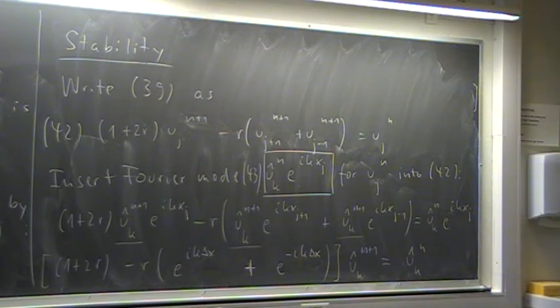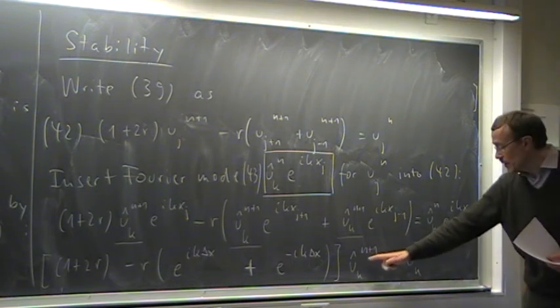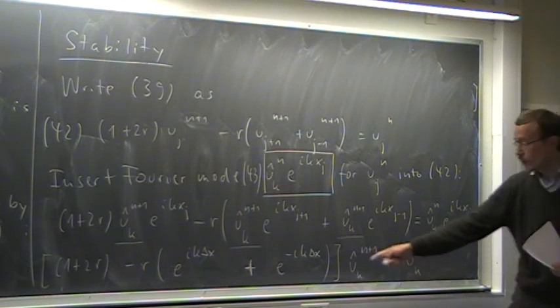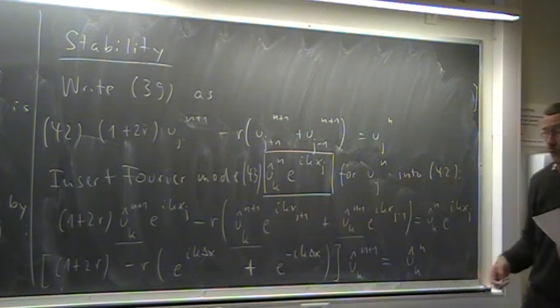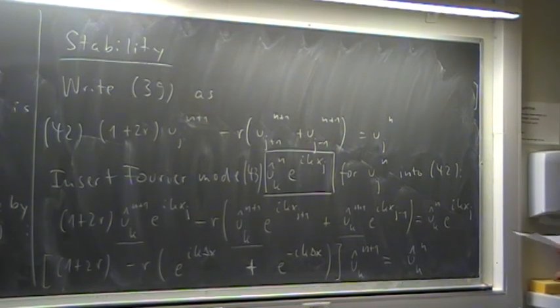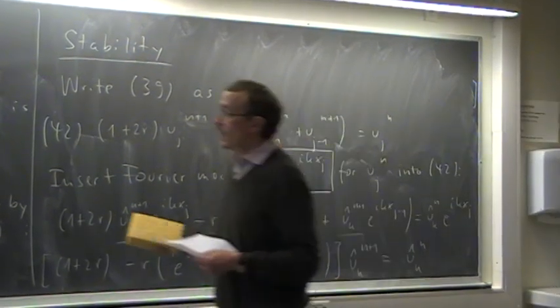And from that, we see immediately what the amplification factor is. The amplification factor is this divided by this. So we have to divide by this square bracket to see the amplification factor.